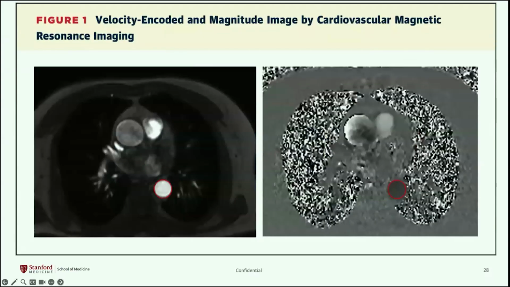So this is how they looked at holodiastolic flow reversal. You can draw a region of interest around the descending thoracic aorta and see the flow over time and the velocity over time to see that there's flow reversal. So just from our standard 2D phase contrast imaging, convenient data that we can collect at that same time.